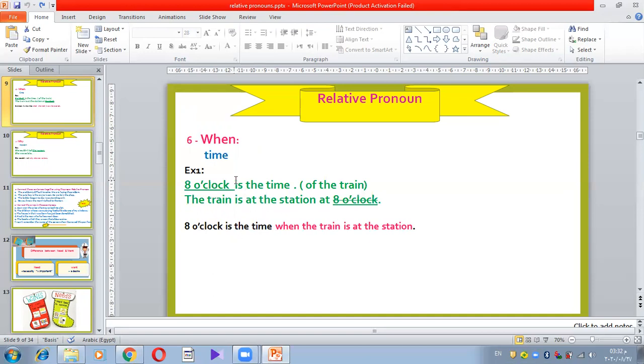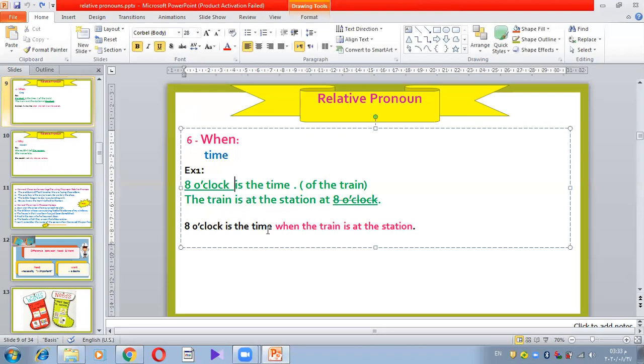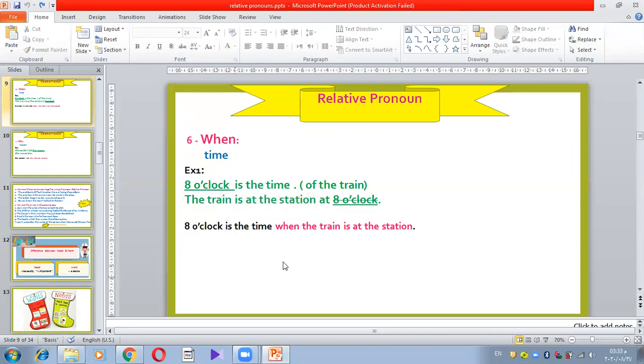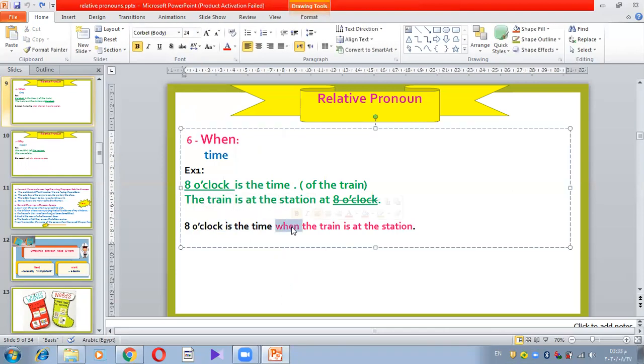You are gonna notice that because of the meaning only, I made an exception here. I didn't make the space. I used the first sentence and then I used when the train is at the station because it's understood that the time is referring to the word 8 o'clock in this case. So it's one of the rules that you can say as an exception if you find something like this, or when we are talking about something related to time like this one.